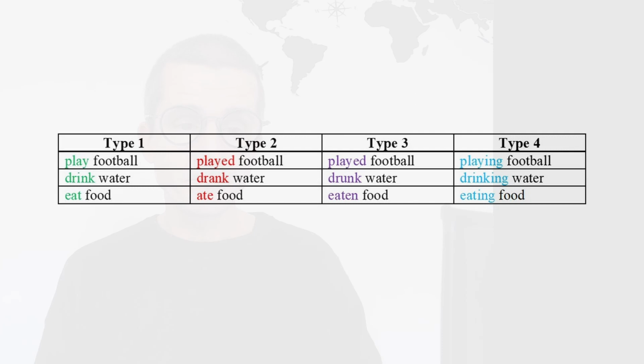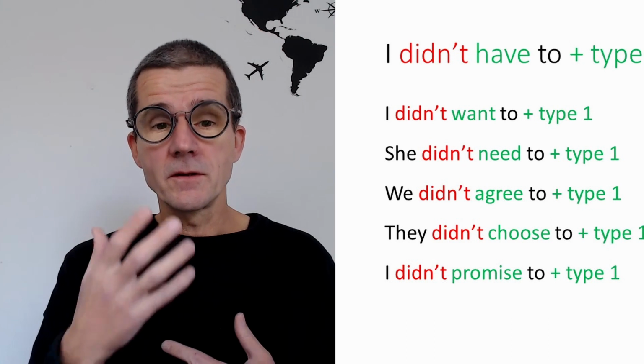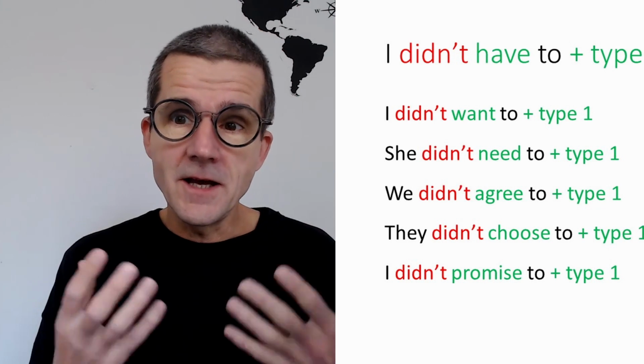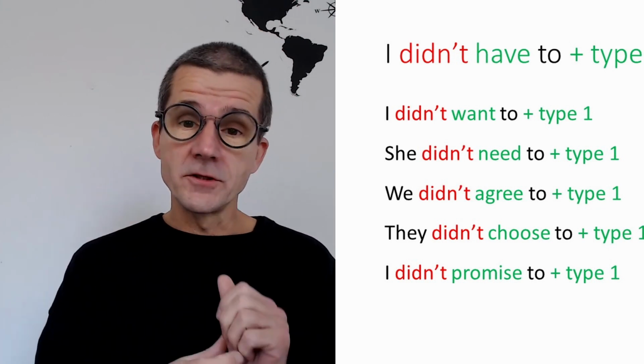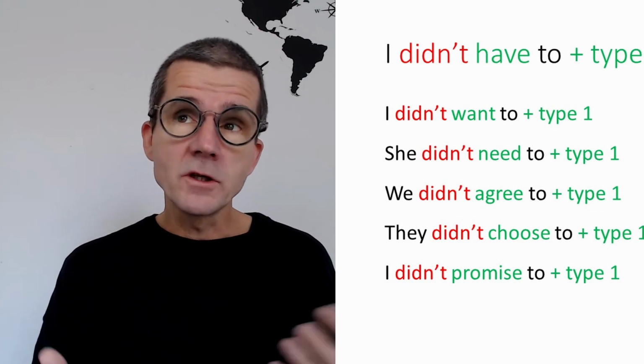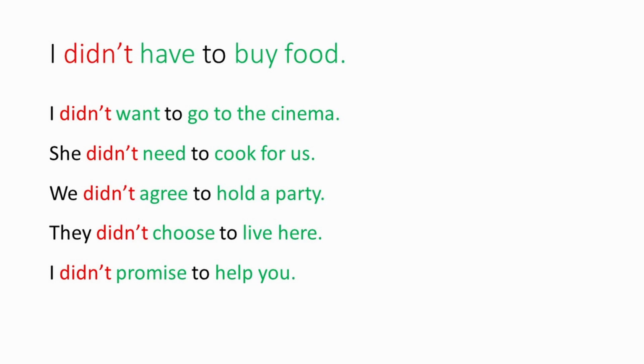Not only that, but we know what comes after "to." In this case, it's a type 1. So we can add any type 1 action after "to." So, I didn't want to read a book. I didn't want to go to the supermarket. I didn't want to talk to her. Let's have a look at some more type 1 actions. Okay, so, I didn't have to buy food. I didn't want to go to the cinema. She didn't need to cook for us.